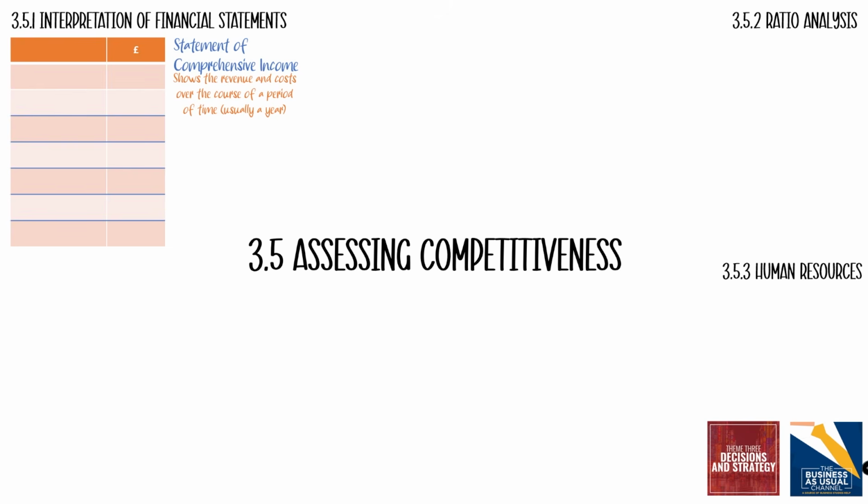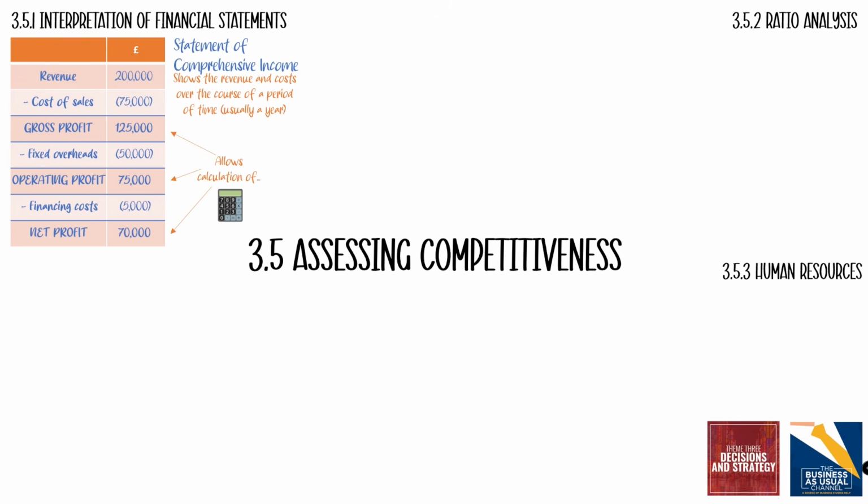So the first statement is the statement of comprehensive income. This one shows the revenue and the costs that a business has over the course of a period of time. Usually this is going to be over the course of a year. Our chart looks a little bit like this. We've got our revenue, our cost of sales, our gross profit, our fixed overheads, our operating profit, our financing costs, our net profit. As we go through our costs and remove different costs, we get different types of profit.